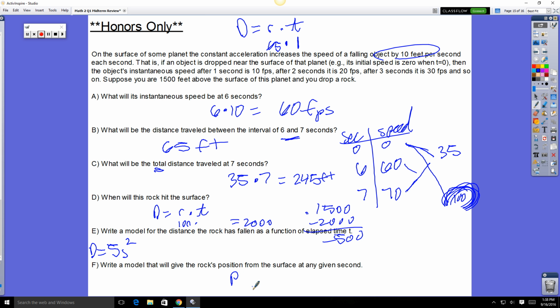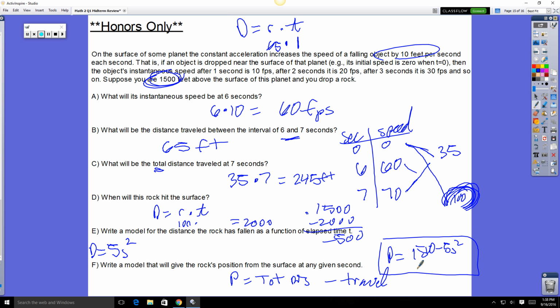So I just take position. To get position, I do the total distance minus the distance traveled. So position equals my total distance, the height at which you drop it, 1500, minus 5s squared. That formula will give you the rock's position at any given second.